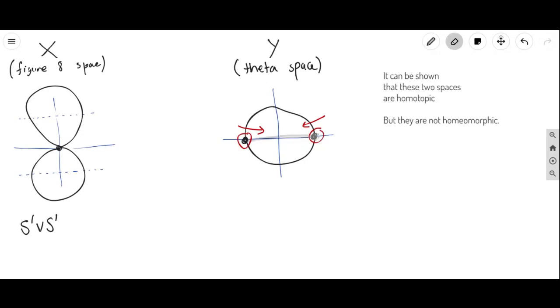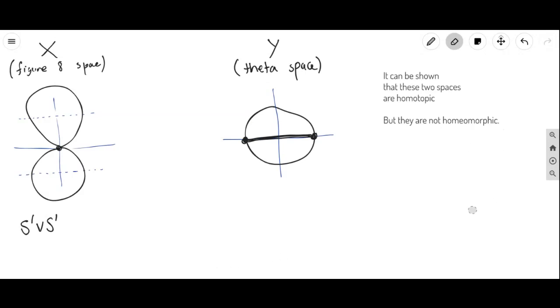As these 2 points come closer and closer together, what's going to happen? This upper semicircle, these 2 points get identified together, so it goes like this. And then this bottom semicircle, these two get glued together, so it goes like that. And then this entire segment collapses down to a single point, and you have a figure 8 space. So that's the intuition for why these two spaces are homotopic. There's a continuous way to change this into this. That's the idea here.